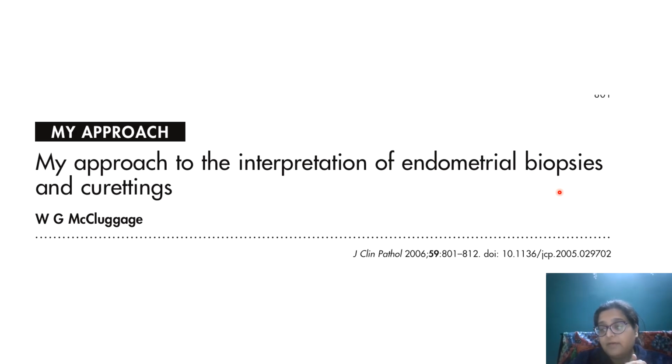If you are pregnant, it's a pregnant endometrium, you might get an Arias-Stella reaction. You might get products of conception. So you really need to be careful, and of course, I'm not taking endometrial dating today. If you have a menstrual phase, at what phase do you take the sample?